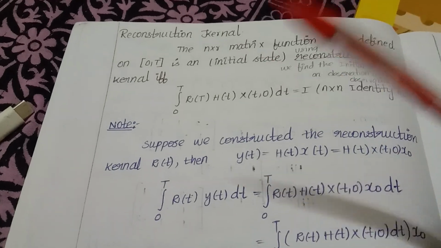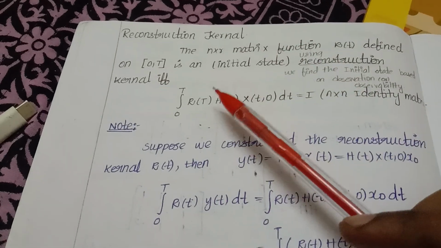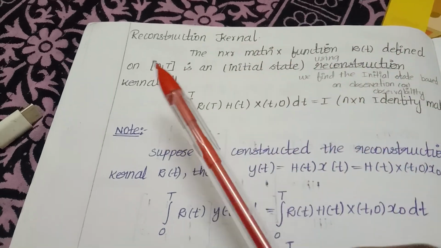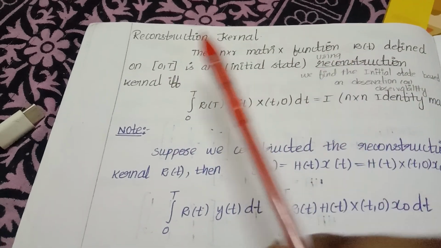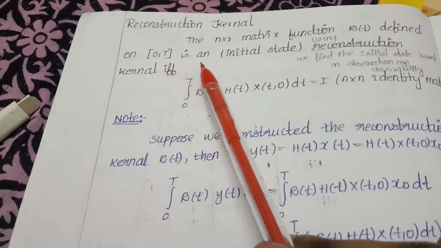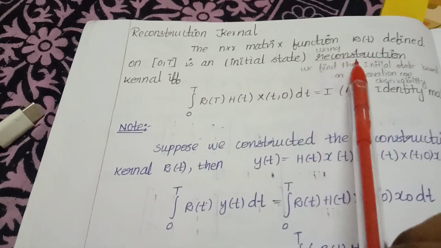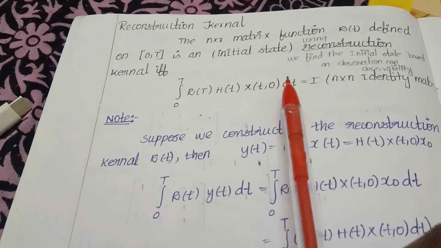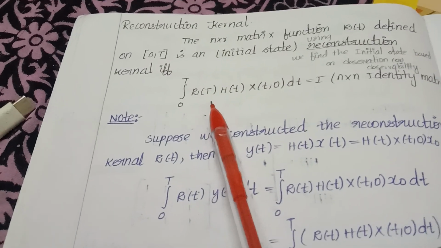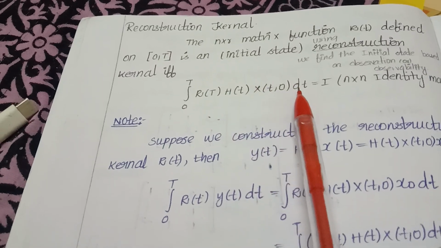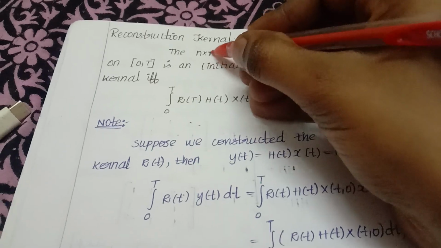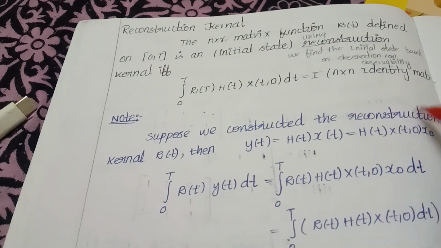And today we are going to see about the reconstruction kernel. The n cross n matrix function R of t defined on the interval 0 comma T is a reconstruction kernel if and only if it is of the form integral 0 to T R of t h of t x of t comma 0 dt equal to I. Here it is an n cross n matrix, so I is an n cross n identity matrix.